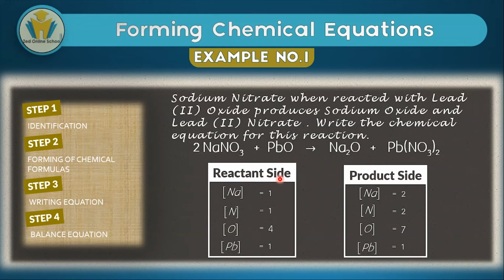To just check through, I'll write the values in this rectangle of ours. Sodium is 2, nitrogen is 2, oxygen is 7, 2 multiplied by 3 giving us 6 plus 1, and we have 7. We didn't touch lead, so nothing changes. We go to our product side. We didn't touch anything about sodium, as you can see. Nothing here, and nothing on the product side.